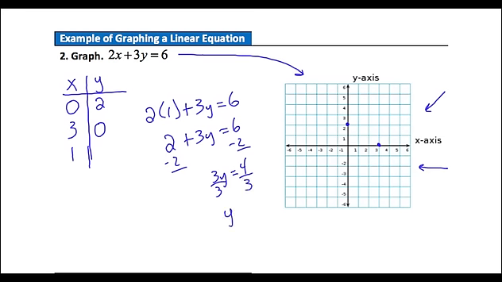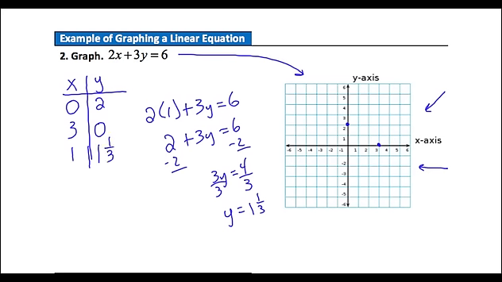And we don't have to worry that this isn't going to work out to be a nice whole number. 4 divided by 3, we don't want to leave that as an improper fraction. Let's turn that into a mixed number. So that would be 1 and 1/3. So let's see, I get the point (1, 1 1/3).